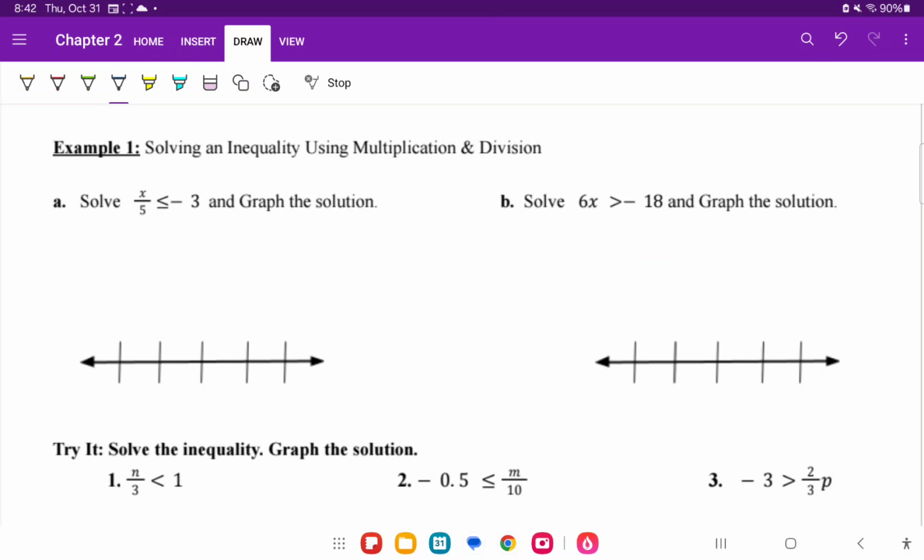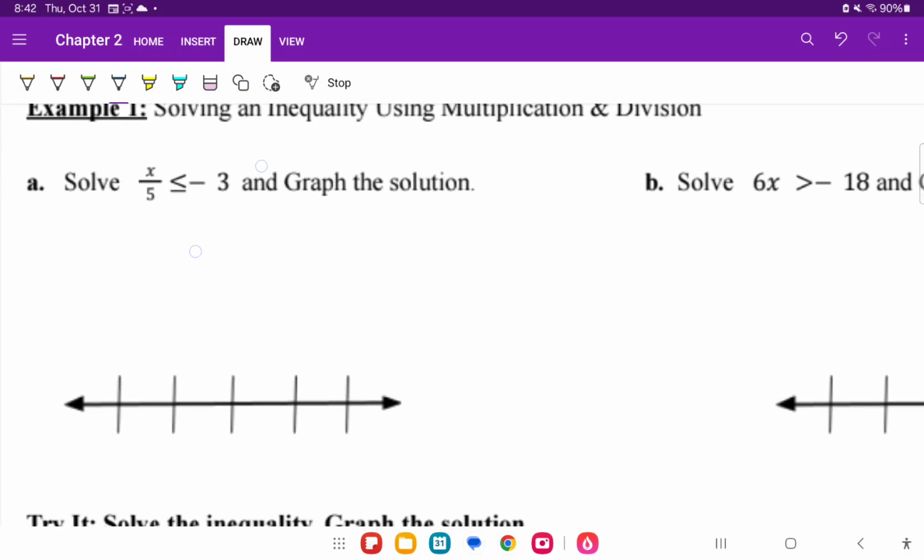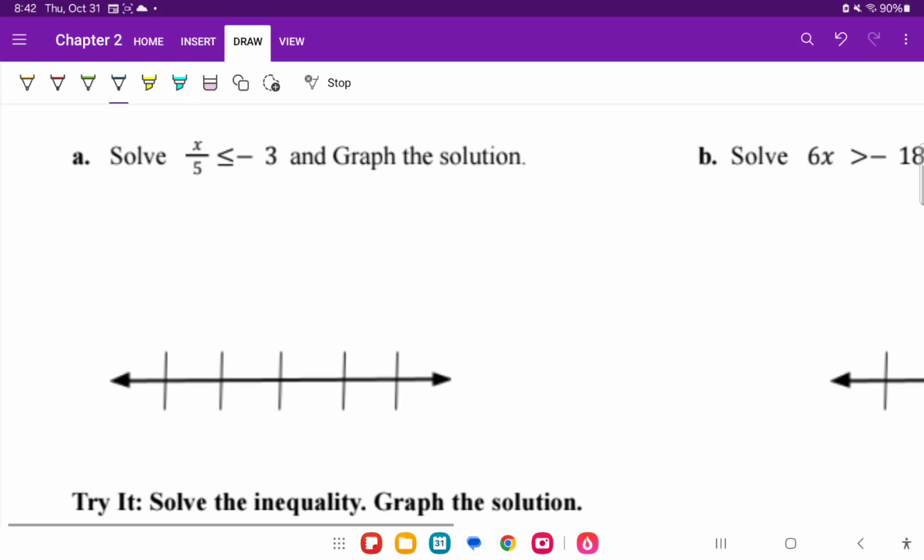Okay, so we're going to look here at example A. Solve x over 5 is less than or equal to -3, and then graph the solution. I'm just going to rewrite this because I don't have enough room to work on it. X divided by 5 is less than or equal to -3.